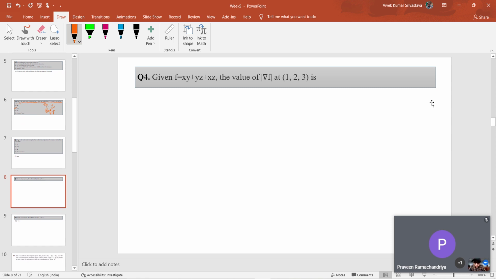So this is the next question. Here the statement says that given f, which is a function of x, y and z, you have to find out the modulus of the gradient of this function at this point, which is given as (1, 2, 3). So first of all we have to know what a gradient basically represents. So any idea what a gradient is?